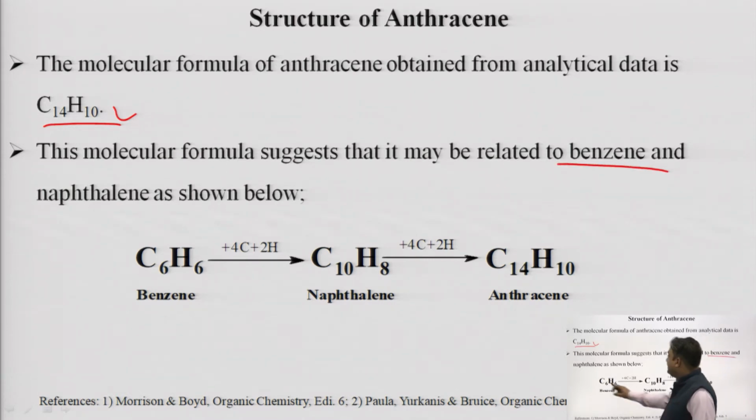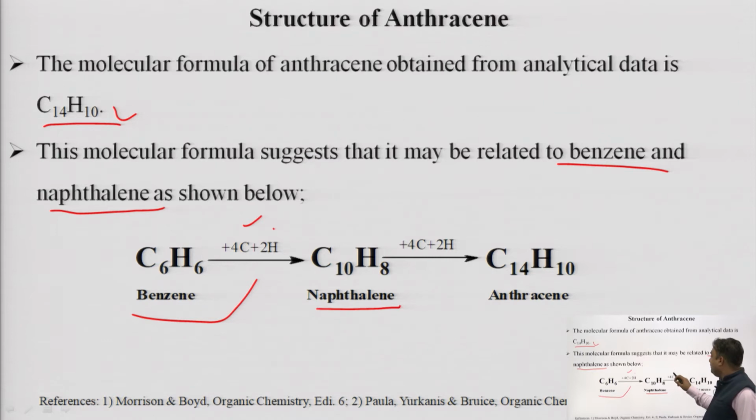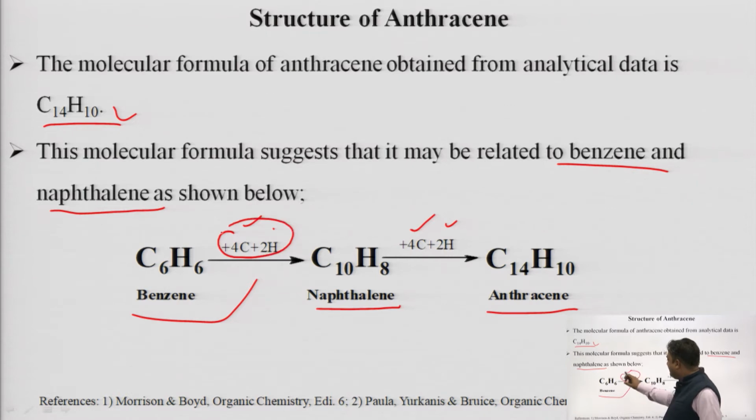Okay, and naphthalene, it can also be related. In benzene, if we join 4 carbons and 2 hydrogens, we get naphthalene. Again, if we add 4 more carbons and 2 more hydrogens, then we get anthracene, or you can see that phenanthrene is also there. So we get anthracene by addition of a certain fraction of carbon and hydrogen at regular intervals. So you can say that anthracene is related to naphthalene and benzene, and I already said that as per the formula it is clearly established that it is a highly unsaturated product.